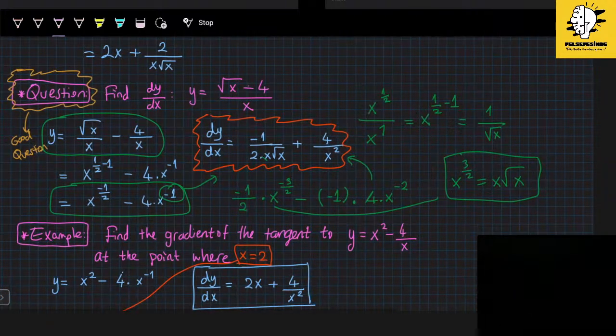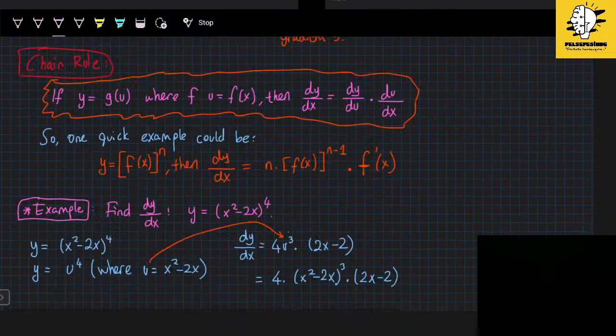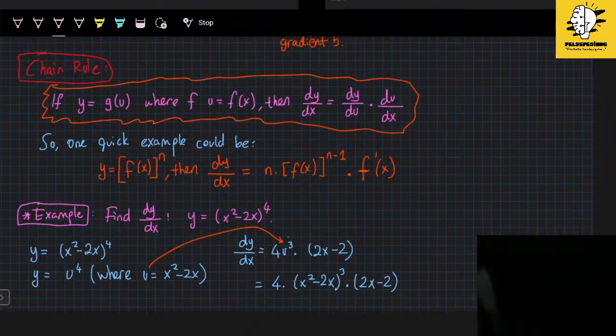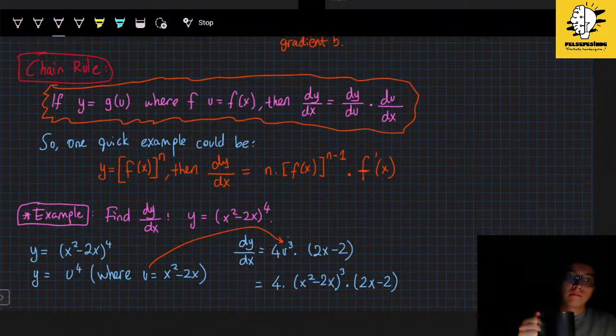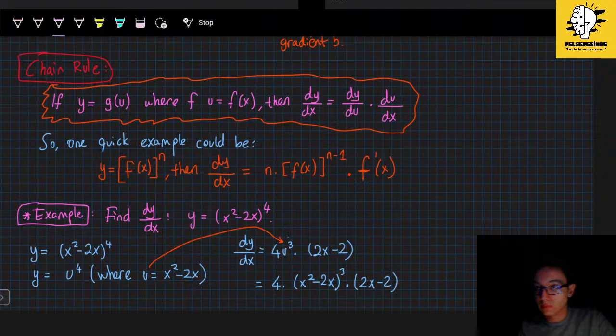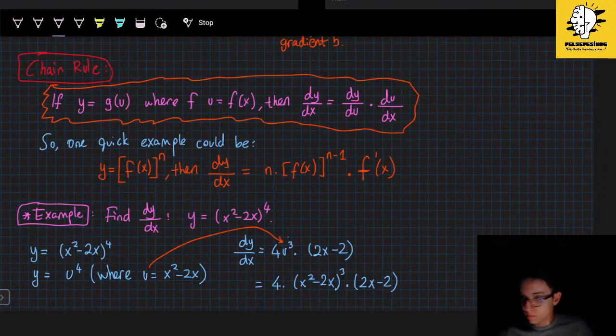So in chain rule, it's simple, but we have to be very careful with it. Okay, so what is the rule? If we have y is equal to g of u, and g is a function, by the way, where u is equal to f of x, then we can see that dy over dx is equal to dy over du times du over dx.